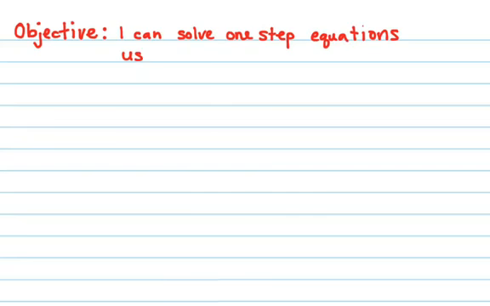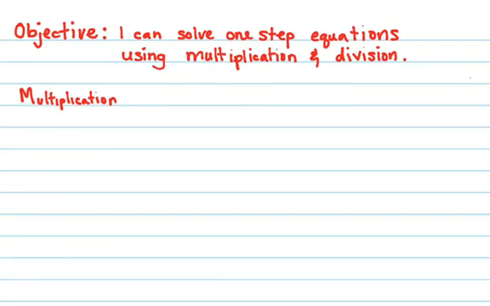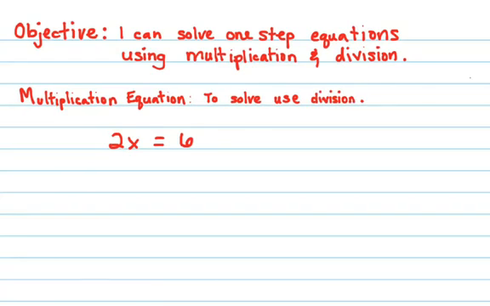Our objective today is I can solve one-step equations using multiplication and division. Now let's go over a multiplication equation. Let's recall what it looks like. 2x equals 6. So we have 2 times the number x equals 6. Well, in order for us to solve this type of equation, we're going to use division. Just like we used the opposite for addition equations, we subtracted, and for subtraction equations, we used addition to solve.